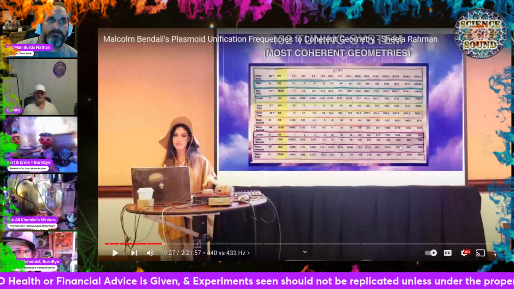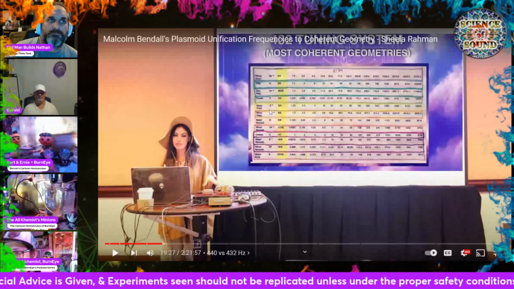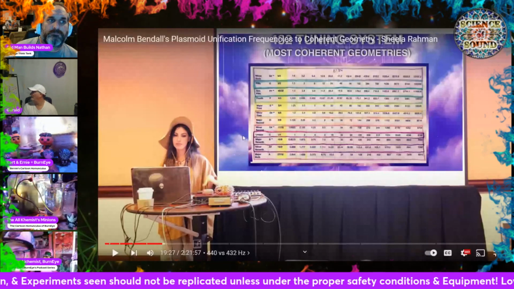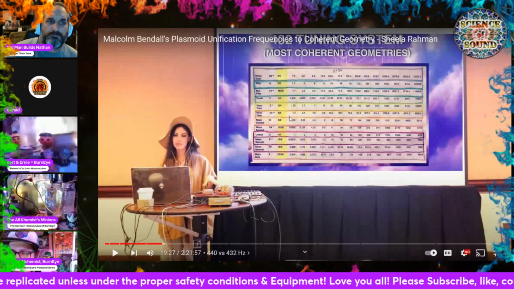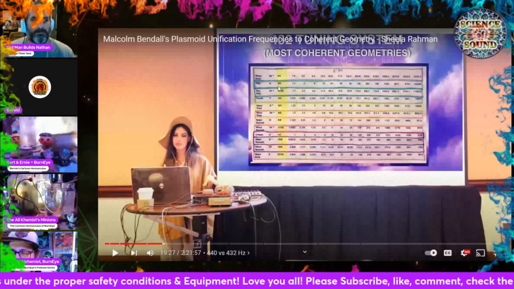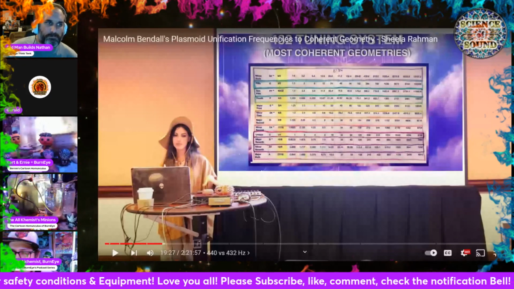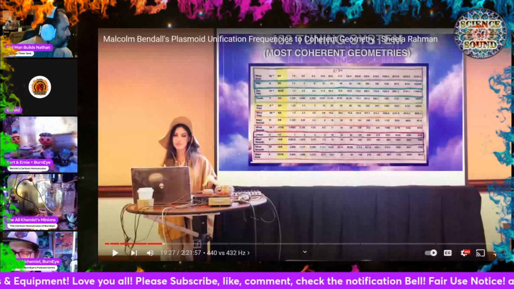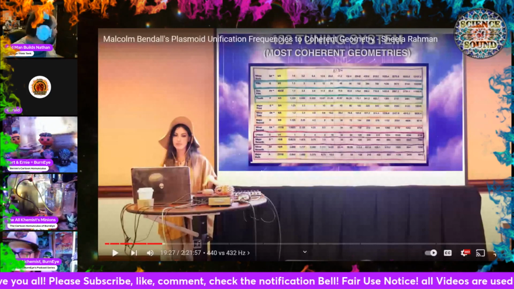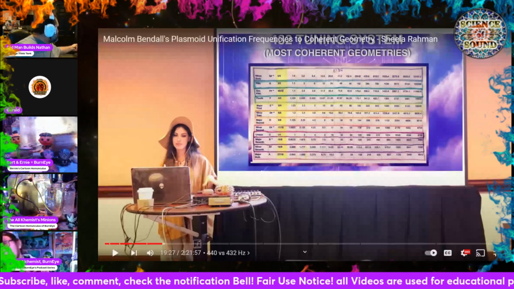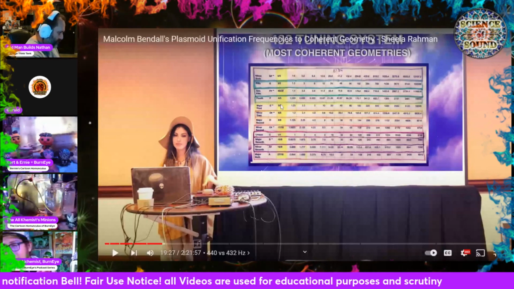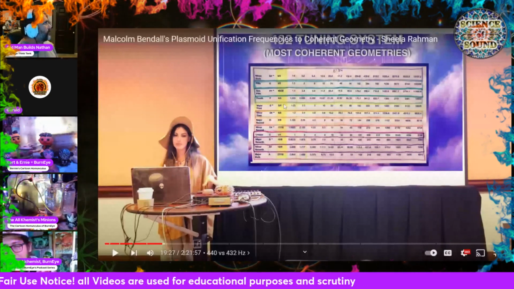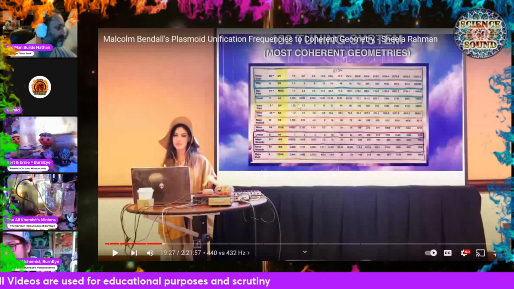And in these charts that she has up first, I believe, also comes a bit from the Malcolm Bendel plasma unification theory or chart system as well. But that is one of the main things I look to clarify and ask her when we get the chance.